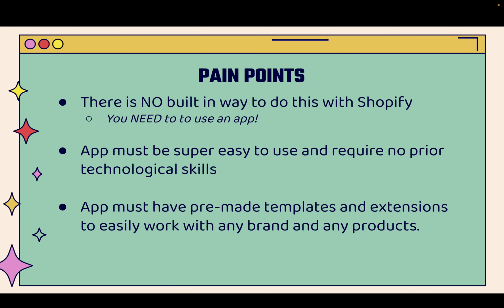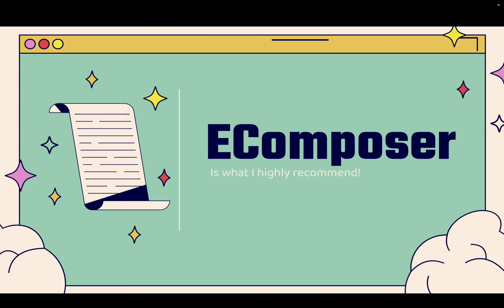And the app must have pre-made templates and extensions to work with any brand, with any product. It doesn't matter if you're print on demand or drop shipping or digital products, or if you're a new brand or an old brand, you want to be able to immediately jump into these high converting templates and pages. And that's why you're going to use eComposer.